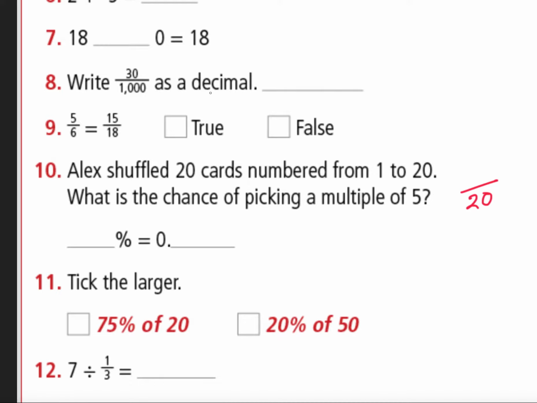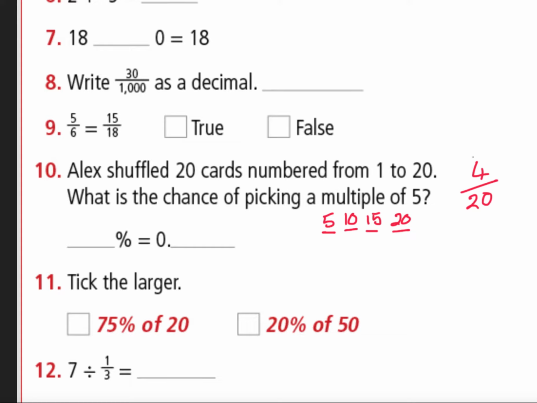Now the multiples of 5 are going to be 5, 10, 15 and 20. So if we count up how many cards there are that are a multiple of 5, there's 1, 2, 3, 4. So his chances of picking a multiple of 5 is 4 out of 20. Now, in the sum, they're asking us for that as a percentage.